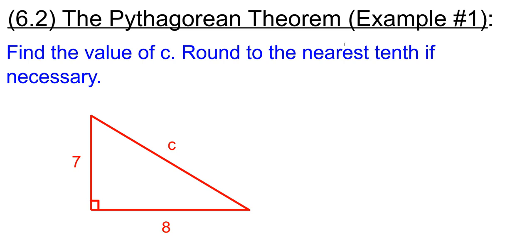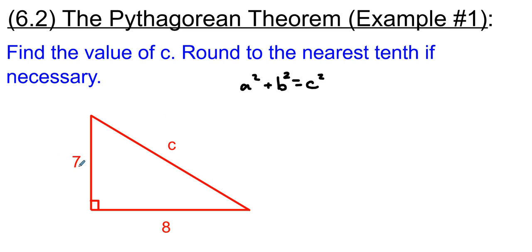It says find the value, round to the nearest tenth if necessary. So all we have to do is look at our legs of the right triangle, so 7 and 8 are the legs, and we're going to plug those in for a and b. And it doesn't matter if you plug 8 in for a or 7 in for a, but then you have to plug the other one in for b. All right, so I'm going to write down my Pythagorean theorem, a squared plus b squared equals c squared, which again we use to find missing side lengths of right triangles, and it only works for right triangles.